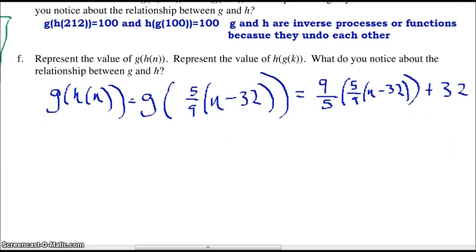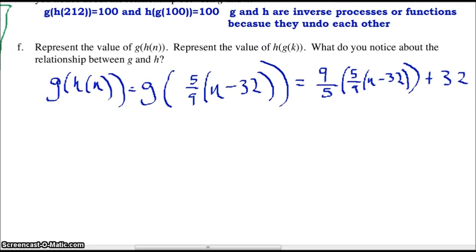So let's simplify this a little bit. Right here we can multiply 9/5 times 5/9, and that's just 1. So we have 1 times (n minus 32), which is n minus 32, plus 32, which is simply n, which is what we expect when we compose one function with its inverse. And that's the answer to the question, what do you notice about the relationship? We notice that the input here is also the output. That signifies g and h are inverses, as long as the reverse holds.